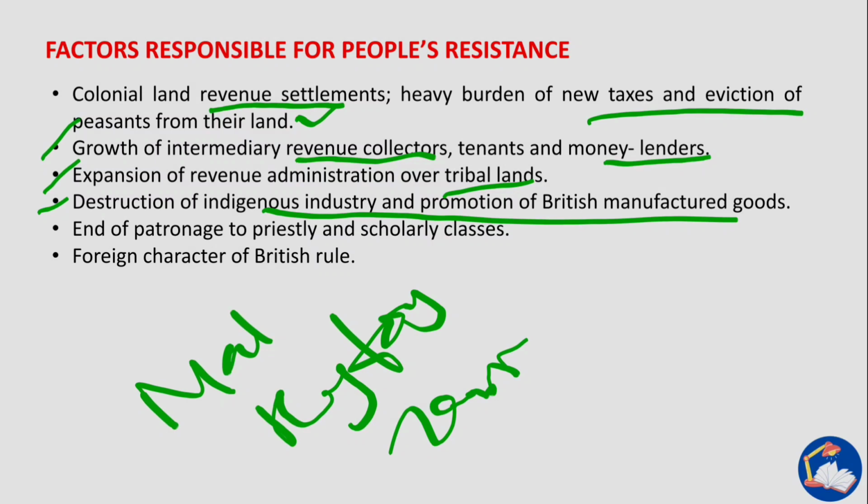We know that during that time, most of the clothes that Indians used were manufactured by them in a cottage industry, and this was destroyed. And what happened? British mill-made clothes or industrial goods came into being. It actually flooded the markets. And the fifth reason is the end of patronage of the priestly and scholarly class.